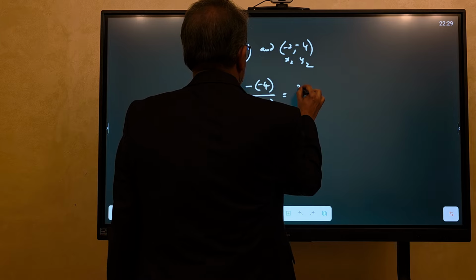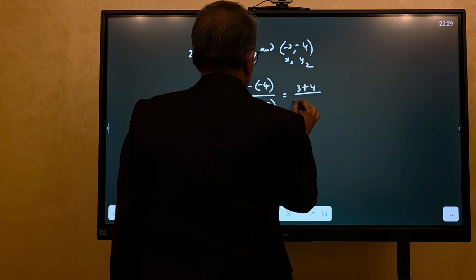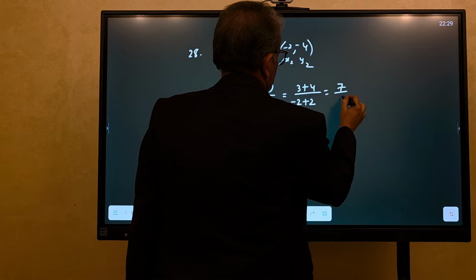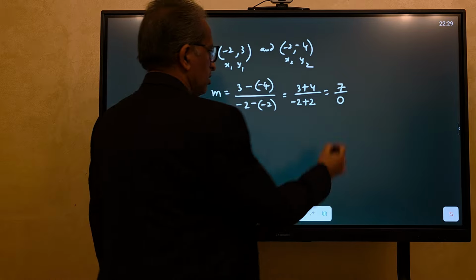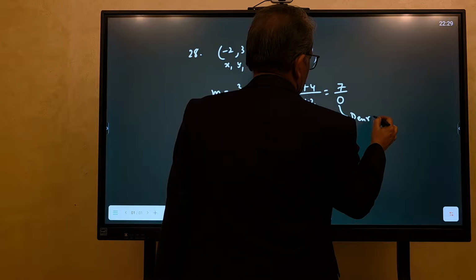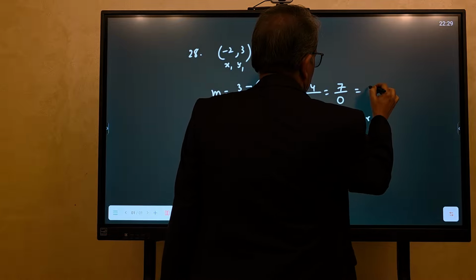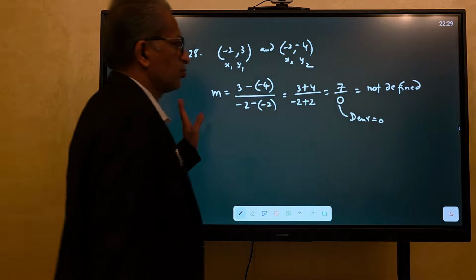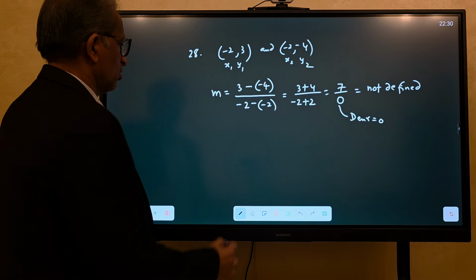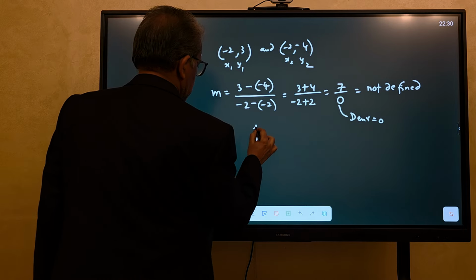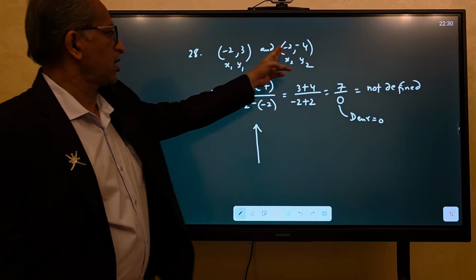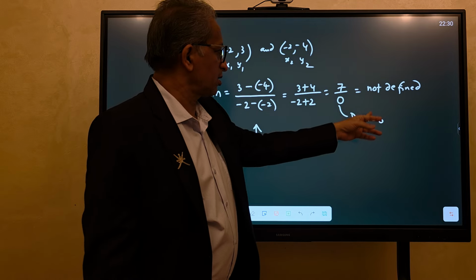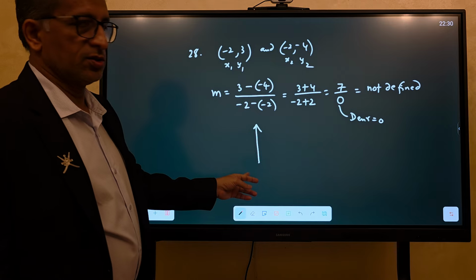Open the bracket, it is 3 plus 4. Open the bracket, minus 2 plus 2. Minus into minus is plus. So 7 by 0. You see, the denominator is 0 here. When the denominator is 0, the slope is not defined. When the slope is not defined, definitely the line is vertical. When I join the points, definitely the line is vertical, because the denominator is 0, the slope is not defined, so it is vertical.